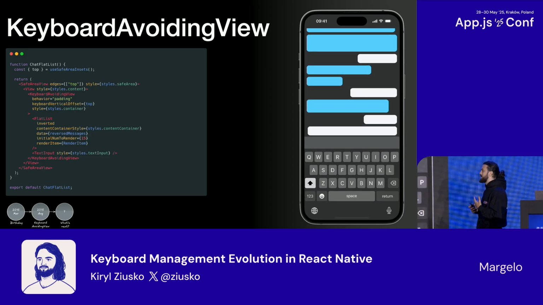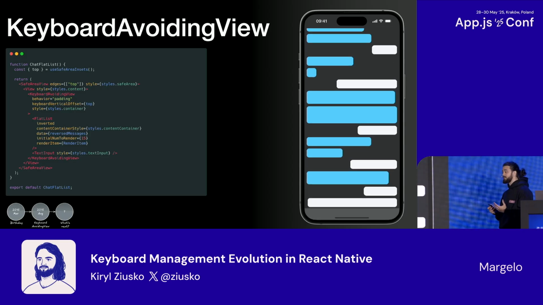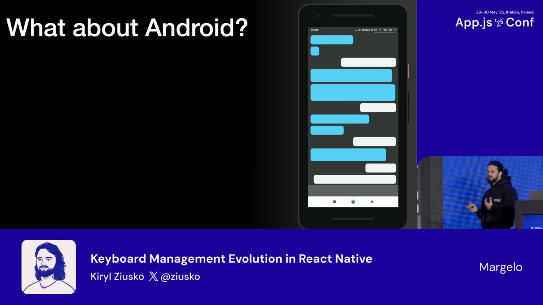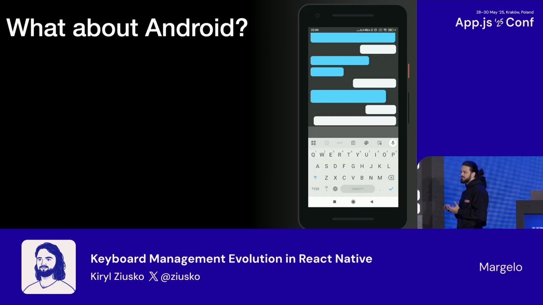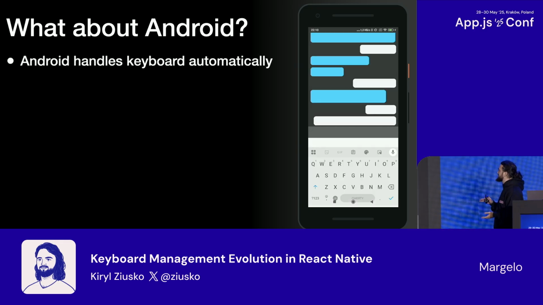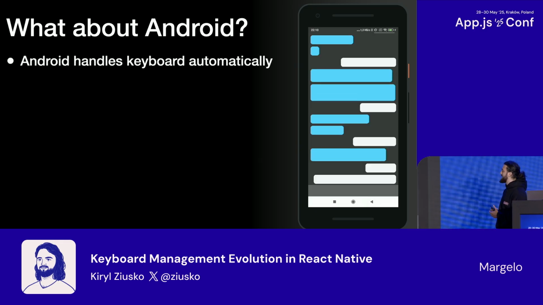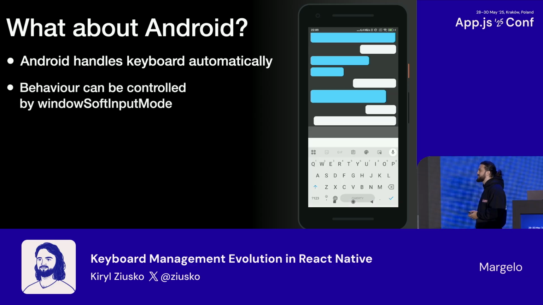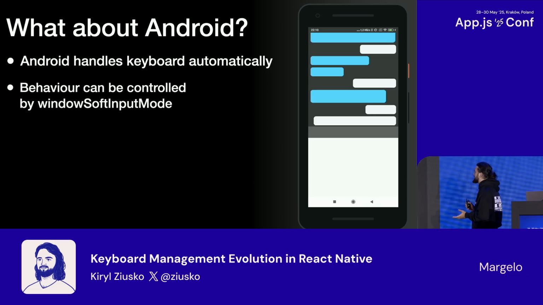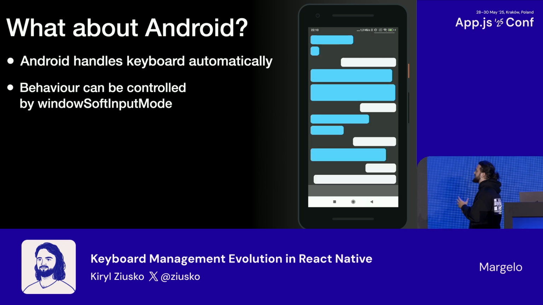But let's have a look at how it works on Android. And in reality, on Android, the KeyboardAvoidingView is not needed in most cases. Android resizes the view automatically, and the way it's getting resized is controlled by the windowSoftInputMode setting. And Android typically doesn't animate these transitions. The layout just jumps into place.